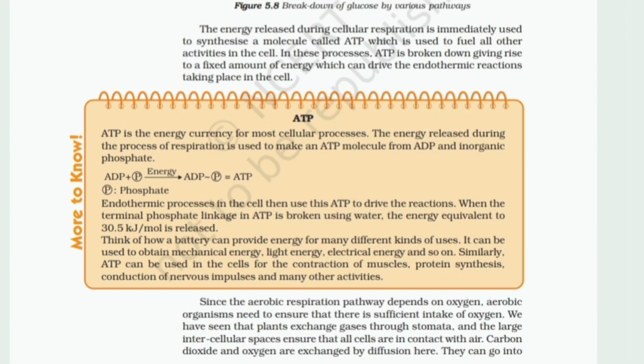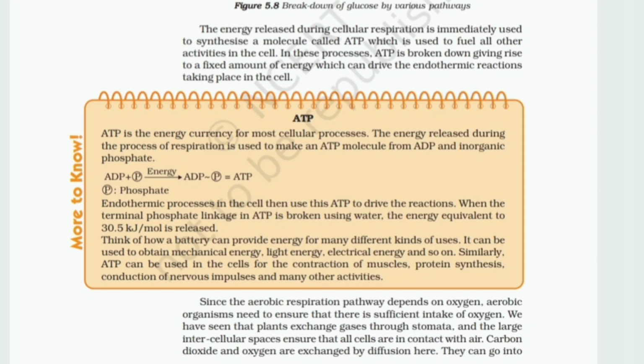More to know. ATP is the energy currency for most cellular processes. The energy released during the process of respiration is used to make an ATP molecule from ADP and inorganic phosphate. ADP plus P in the presence of energy will yield ADP, an energy-rich bond with P will form ATP. Here P is phosphate. Endothermic processes in the cell then use this ATP to drive the reactions.